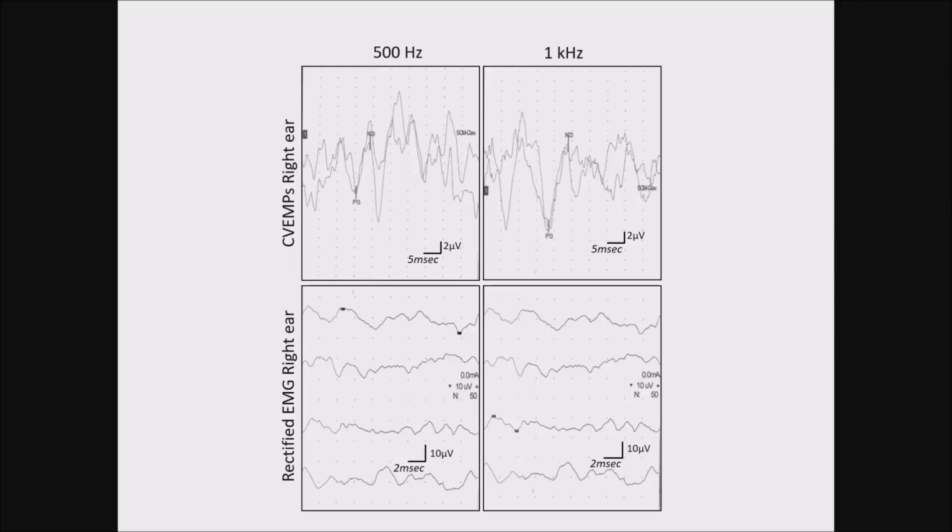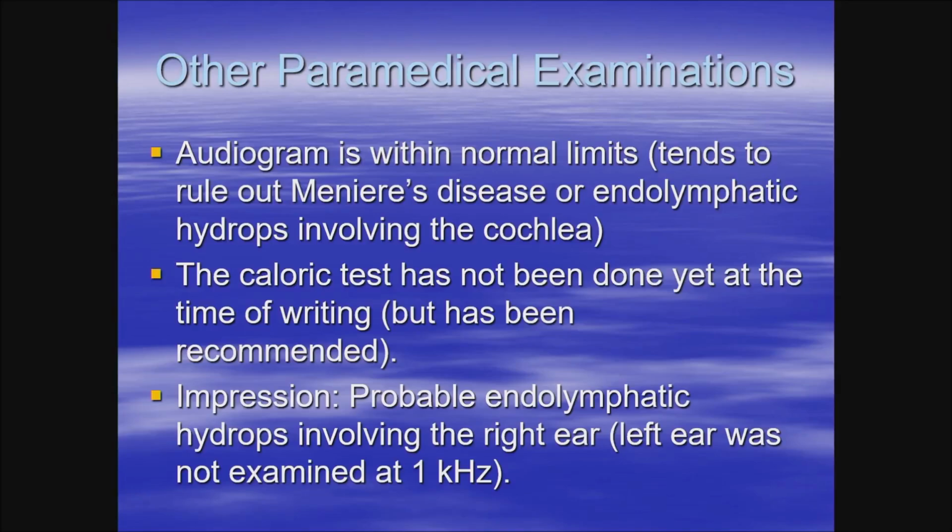So in this case, we have an increase in amplitude of the CVEMP response at 1 kilohertz compared to 500 hertz in this patient, suggestive of the presence of endolymphatic hydrops, and ruling out the possibility of vestibular migraine. However, in this case, as I mentioned earlier, the audiogram was normal. So by definition, this would tend to rule out Meniere's disease, because in Meniere's disease, you would expect a low-frequency hearing loss. So this tends to rule out Meniere's disease, or at least an endolymphatic hydrops involving the cochlea.